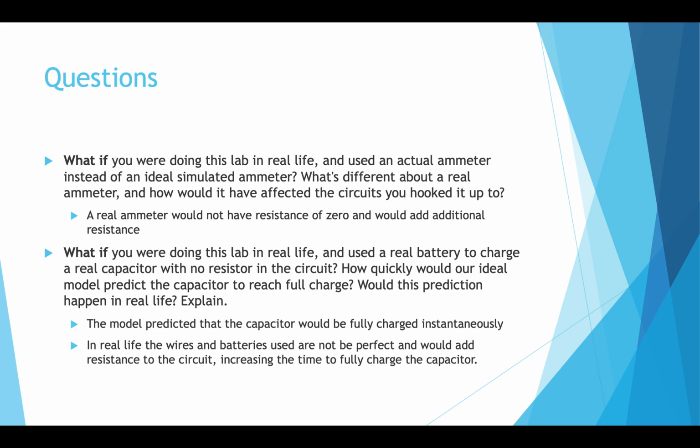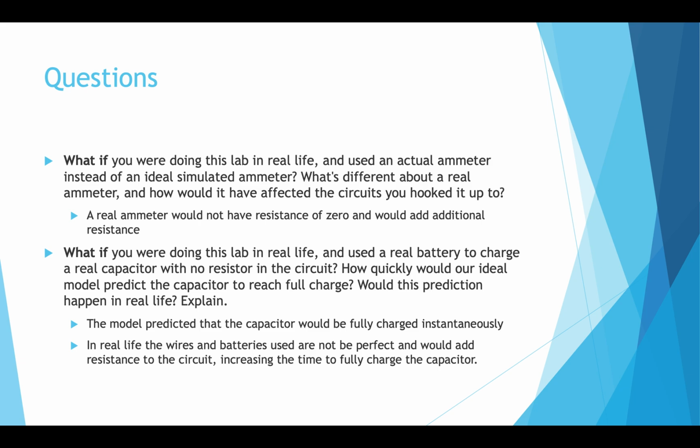What's different about a real one, and how would it affect the circuits we hooked up? Well, a real ammeter is not perfect, so therefore it does not have a resistance of 0, and it would have added additional resistance.